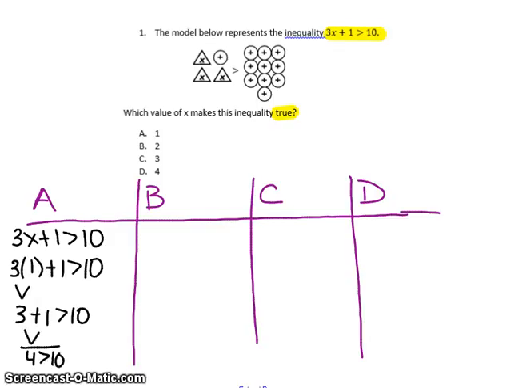So let's now read our inequality that we have here. It says 4 is greater than 10. Well, 4 is actually less than 10, so I know that that's a false statement, so I can cross off letter A. Let's do the same thing for letter B.